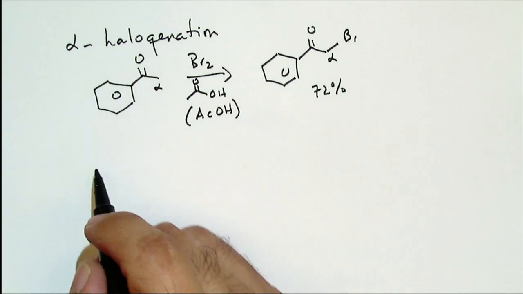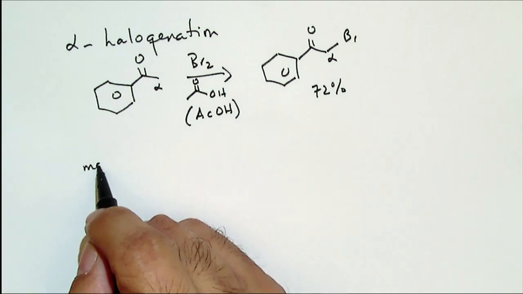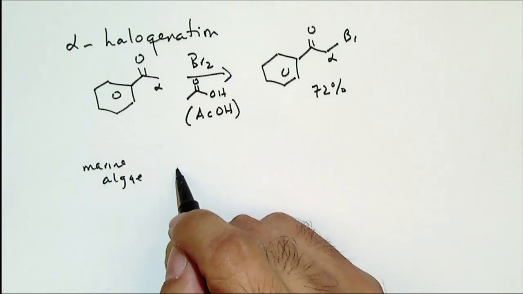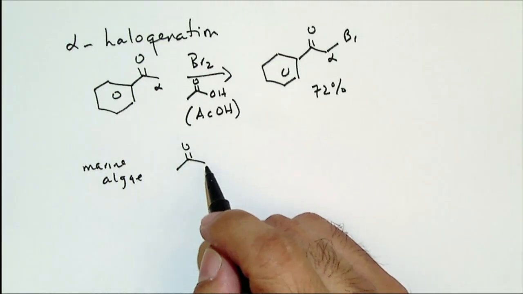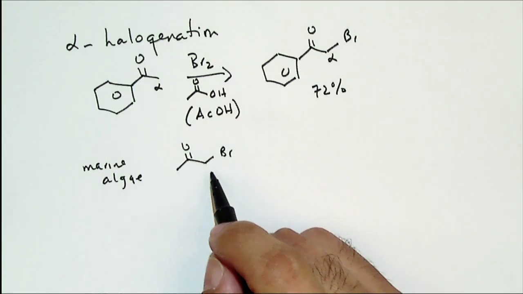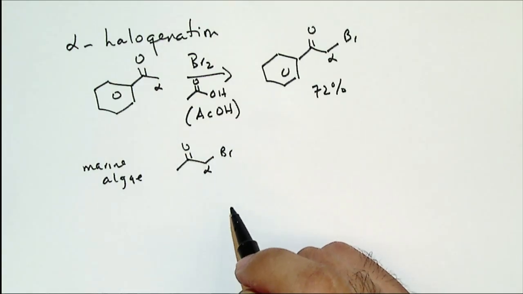Alpha halogenation of ketones, by the way, is actually a known reaction to occur in biological systems. As just a quick example, in marine algae, you find that the following molecules are actually made, and they're used for defensive purposes where they've attached a bromine at the alpha position here.